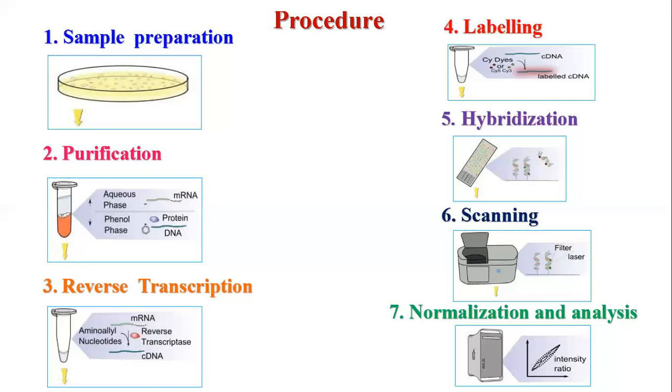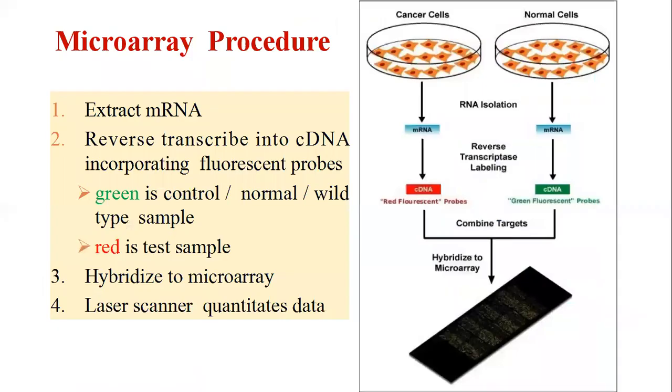So the data we will get should be normalized, and then it will be analyzed by using a particular software. In a single experiment, we can screen a multiple number of DNA fragments using this procedure. So here there is a data. How is it going on? I have taken one example.